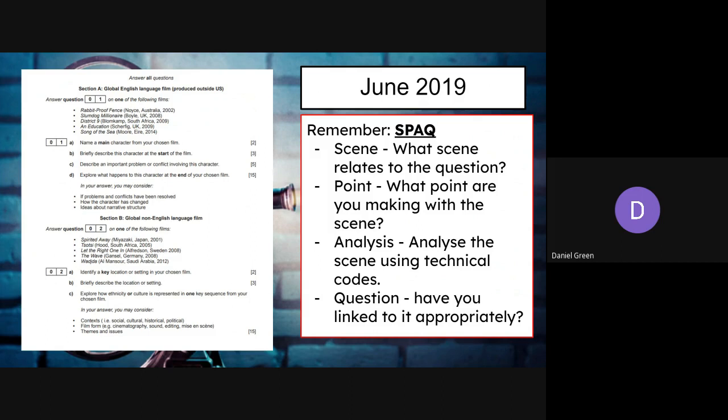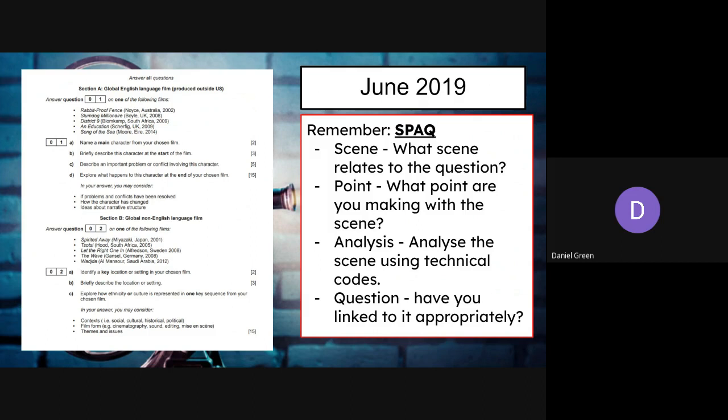Okay. Now, moving on to global non-English language film. Spirited Away. The question was, identify a key location or setting in your chosen film. Now, location or setting has come up every single year pretty much. I'm probably going to contradict myself in a second, but I'm pretty sure it's come up every single year for a different film. If I had to guess, I'd estimate that they'd do another setting or key location question, but because they've done it at least 3 times now, it makes me think they may abandon that question type and move on to something different to keep it a little bit fresh. However, like I said, there is no way of truly predicting what is going on.